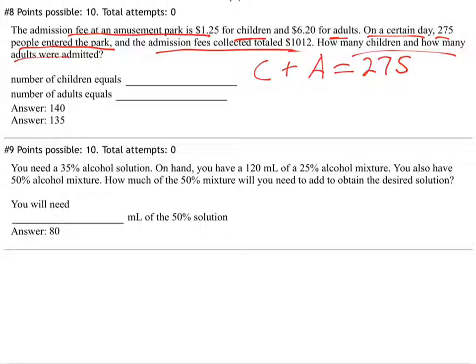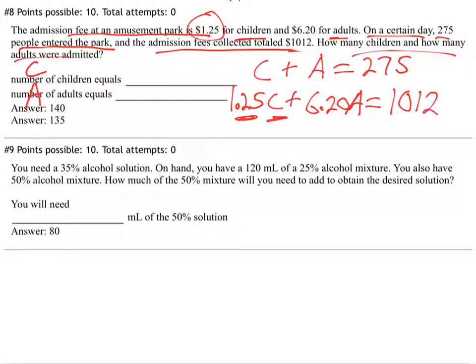Right? I'm going to use C and A instead of X and Y. It's just easier to identify what they are. So now with two letters, remember you need two equations. So what's the second equation? Well, it's $1.25 for each child. So now we're going to bring in the money. C is the number of children. A is the number of adults. So however many children times $1.25 for each child, plus however many adults times $6.20 for each adult, adds up to be a total of $1,012. You don't need to put the dollar sign in there, but that makes sense.